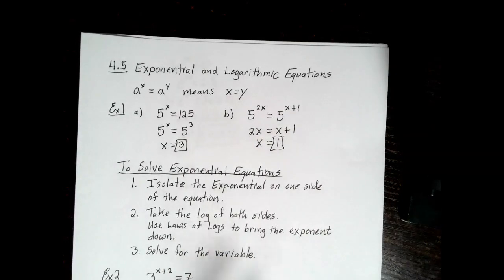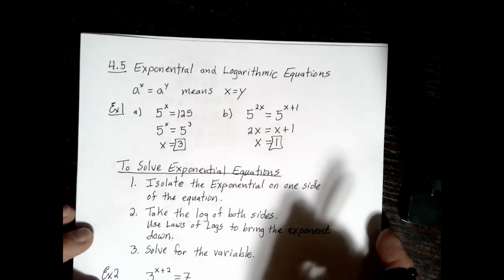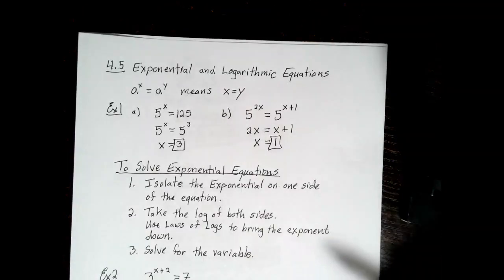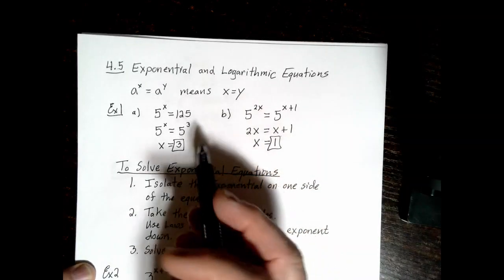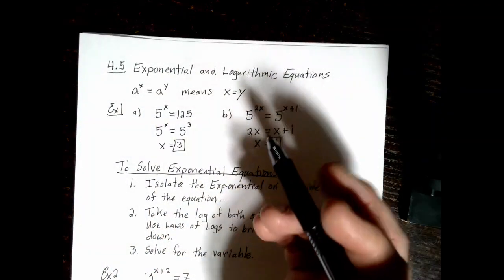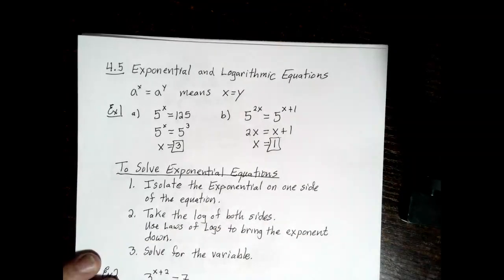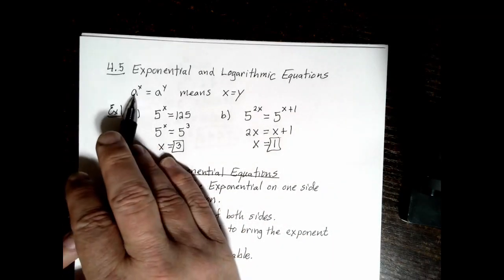Alright, so in 4.5 we start solving exponential equations and logarithmic equations. The best way to solve some of these is just to use rule 1. If you start out with the exponential, you write it as a logarithm. If you start out with a logarithm, you write it as an exponential. But there are some other techniques that we're going to use here. Let's look at this first example.